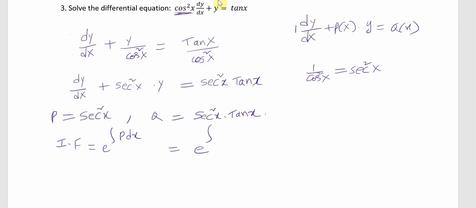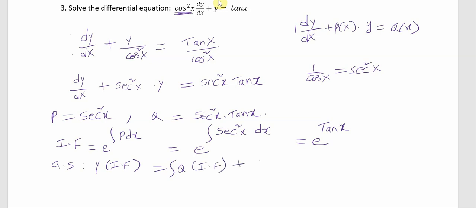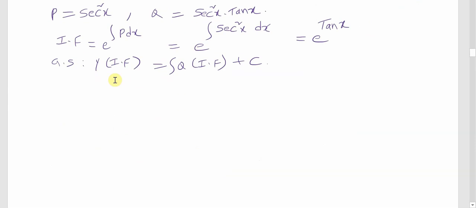E power integral P, that is secant square x dx. So this is a standard integral. E power integral secant square x is tan x. Next one is general solution. Since this is linear in y, y into IF equals integral Q IF plus c. This is the rule for the differential equation. Later we go with y same, and IF already we found as e power tan x.